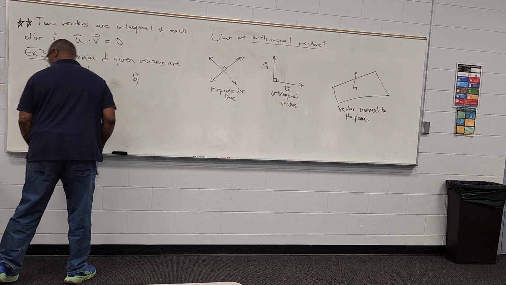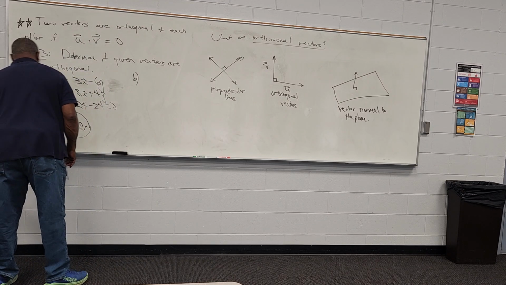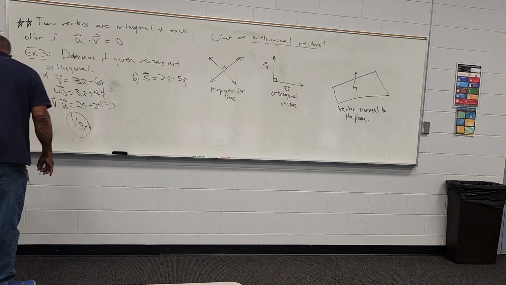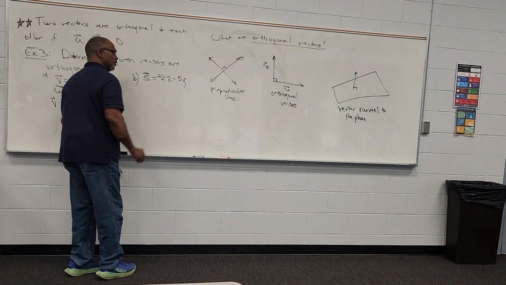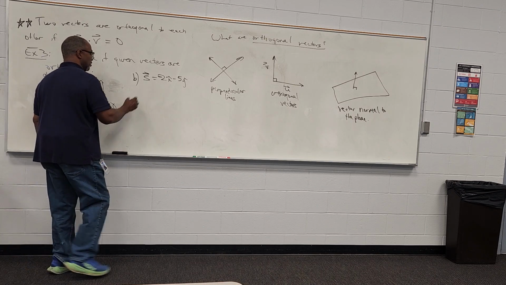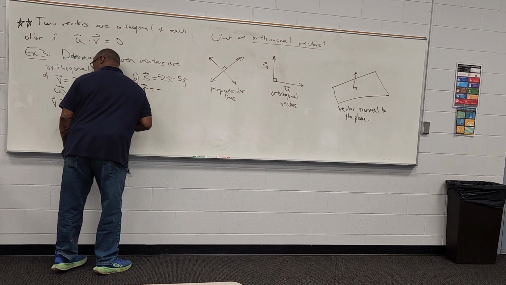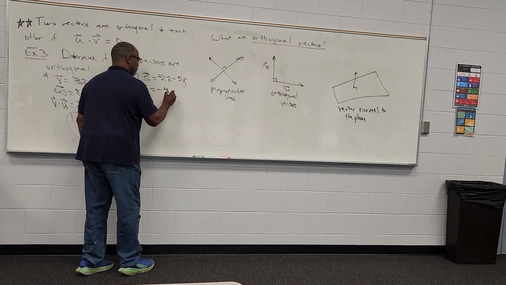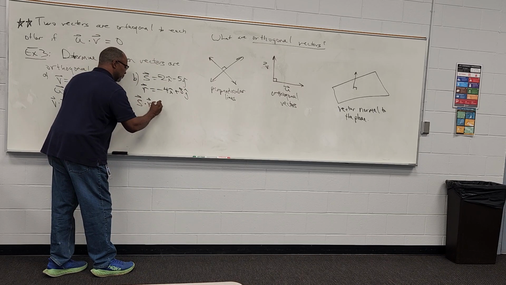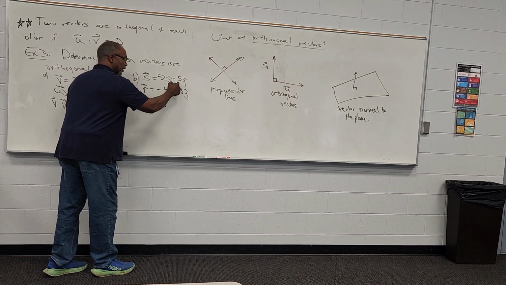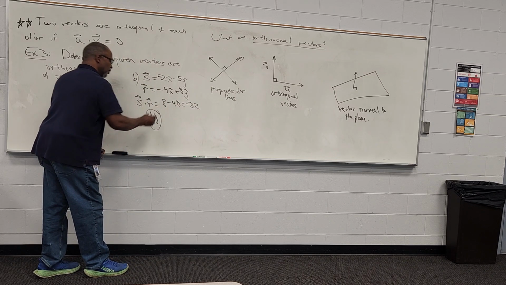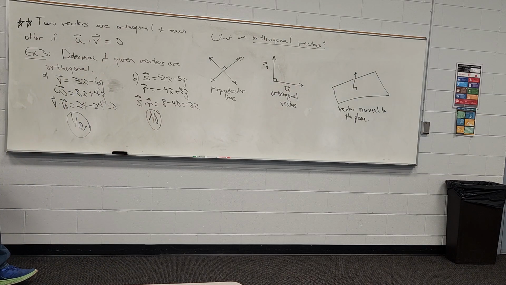B. B says vector S is negative 2i minus 5j. Vector R is negative 4i plus 8j. I want to know, are they orthogonal to each other? So I got to take the dot product. Negative 2 times negative 4 is positive 8. Negative 5 times a positive 8 is negative 40. That's negative 32. So no, they are not orthogonal to each other. They do not sit at a right angle to each other.